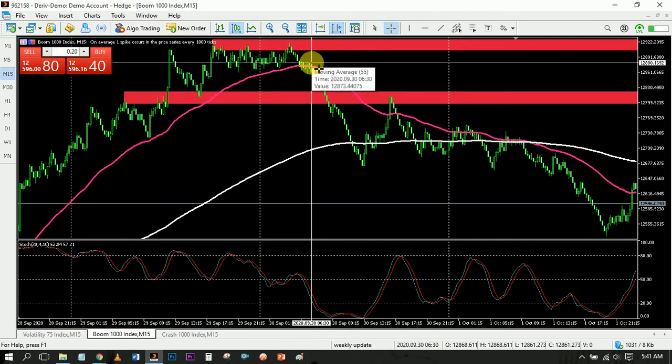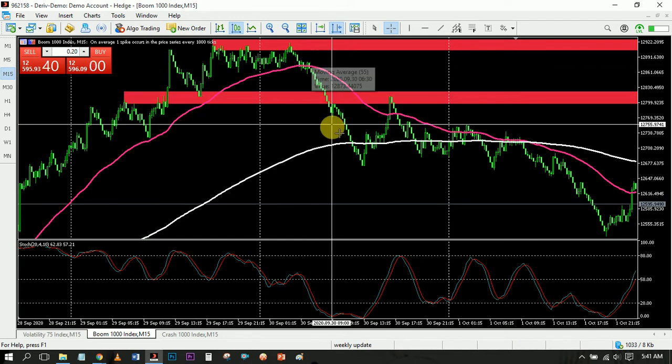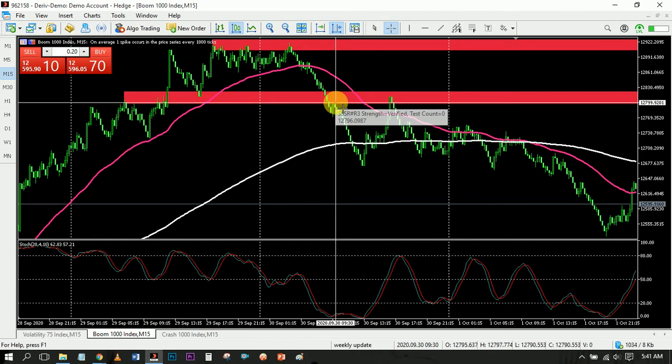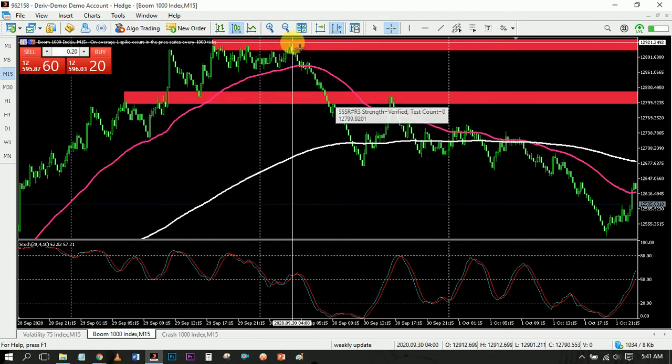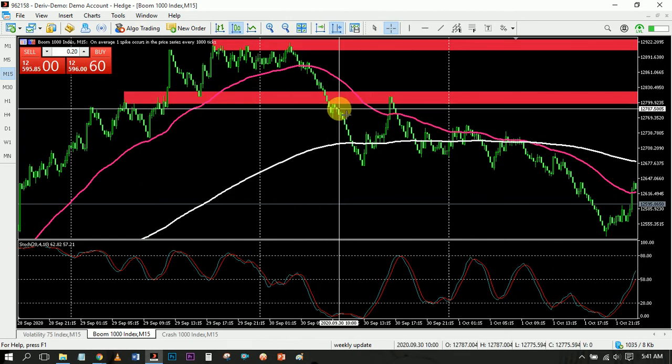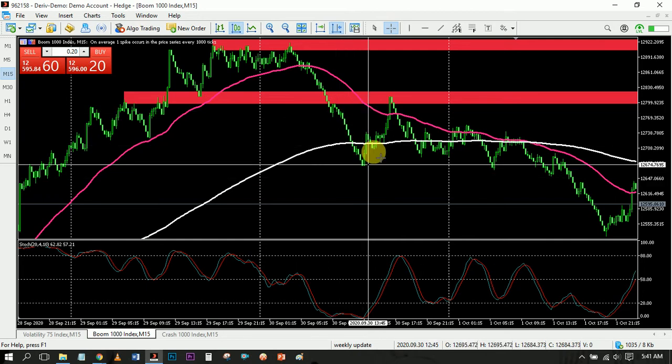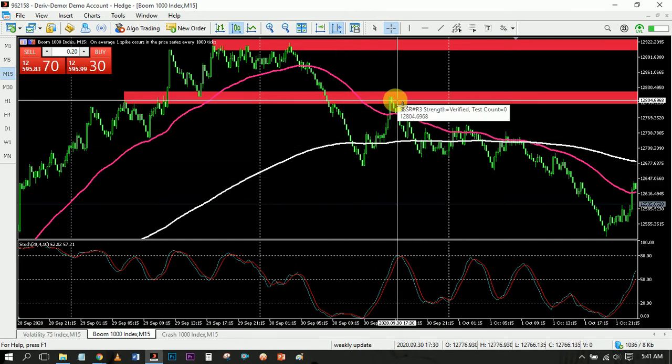Then you can see this lower high right here. Then the market dropped, retested here. I wouldn't have still entered here. The market dropped. Then this was where I placed my entry.